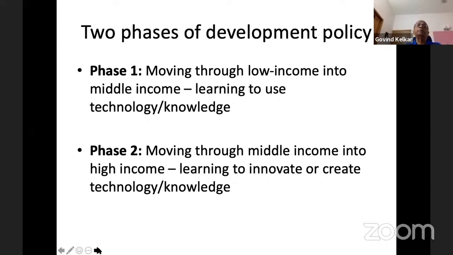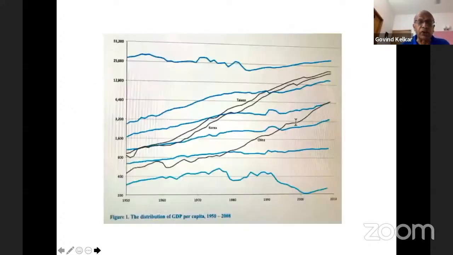So therefore, we now see there are two phases of development policy. Phase one is when you move from low income to middle income, which is largely a matter of learning how to use technology and knowledge, learning manufacturing. The second is when you move from middle income to high income, when you learn to innovate or create technology or knowledge. I will now go back again to the graph I had shown you earlier.